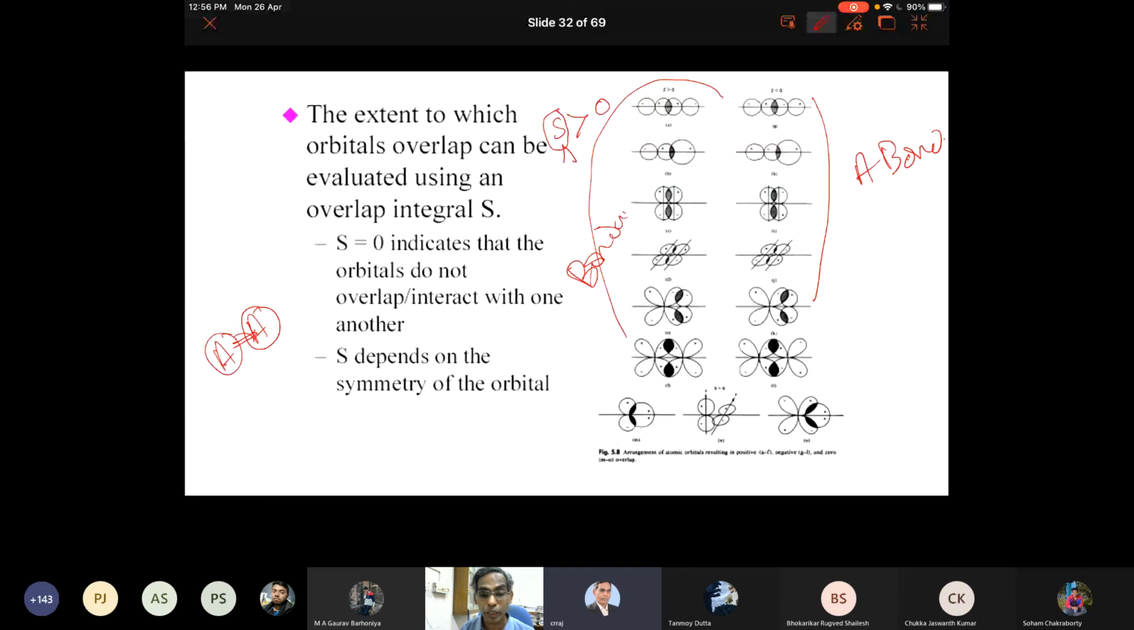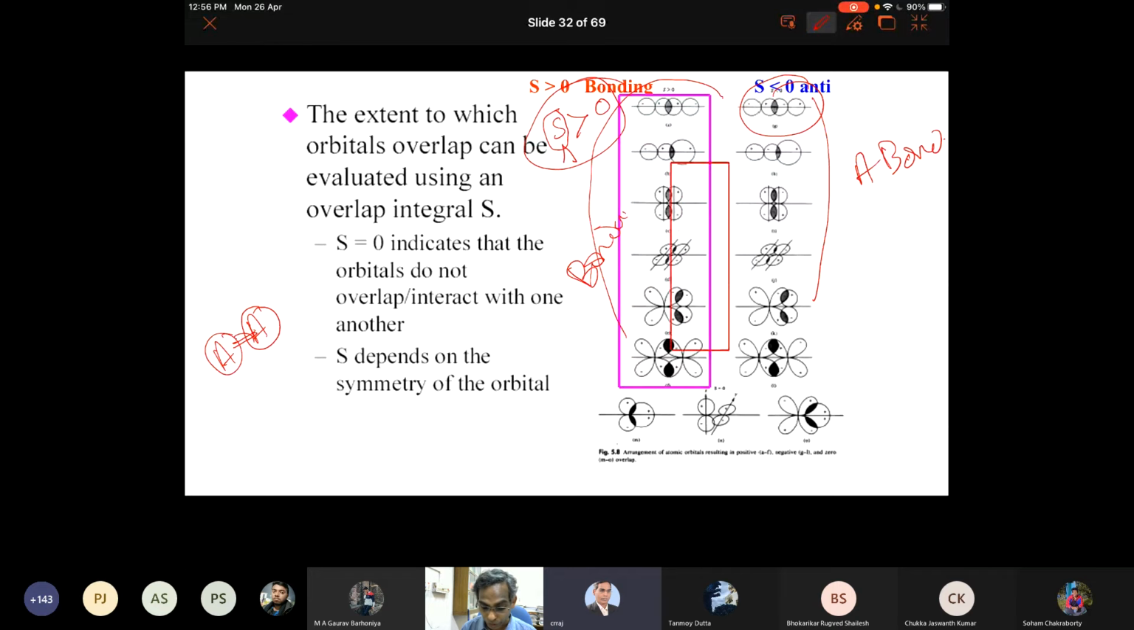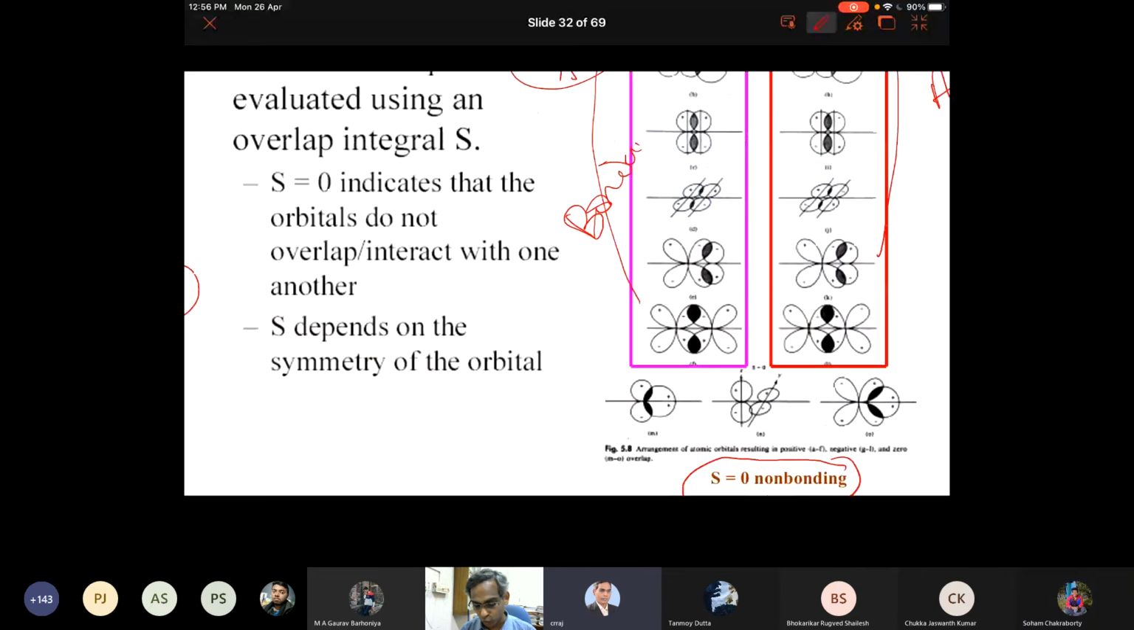Now you will have a third category. This is the first category, and this is the second category, and the third category is your non-bonding, S equal to 0. What does it mean, S equal to 0? Can anybody say that? I'm talking about the non-bonding. From the diagram, can you explain? I will zoom it a little.